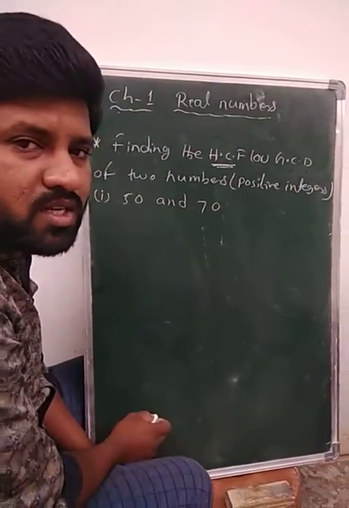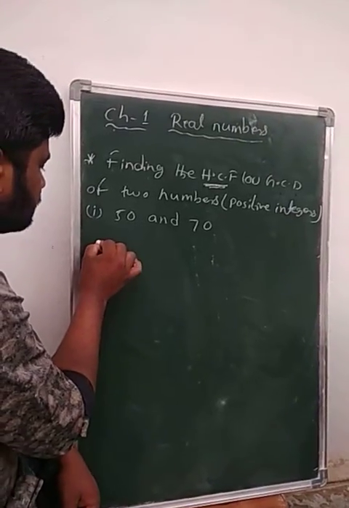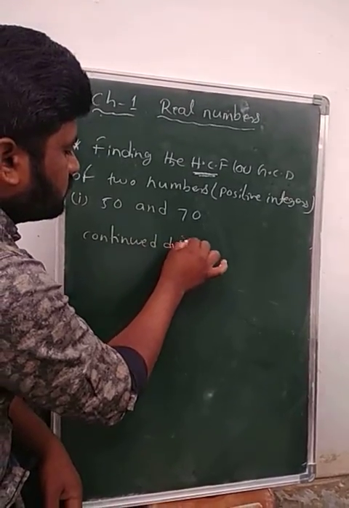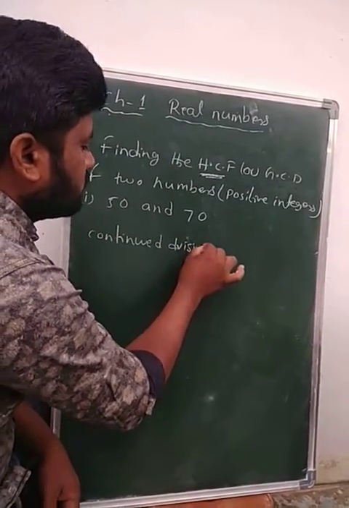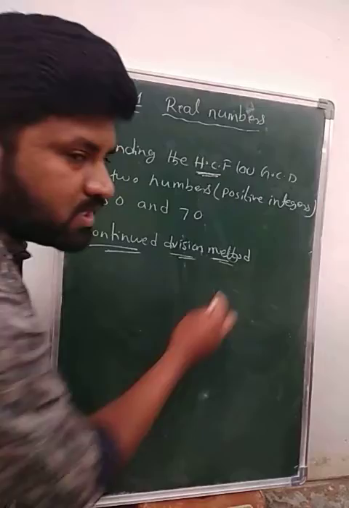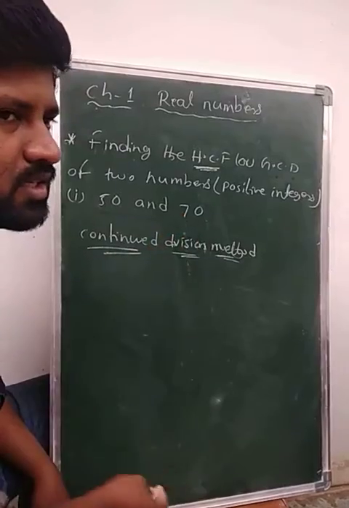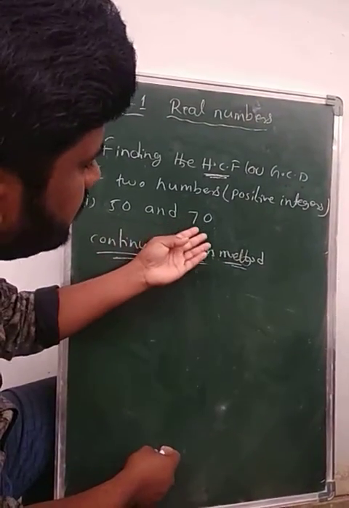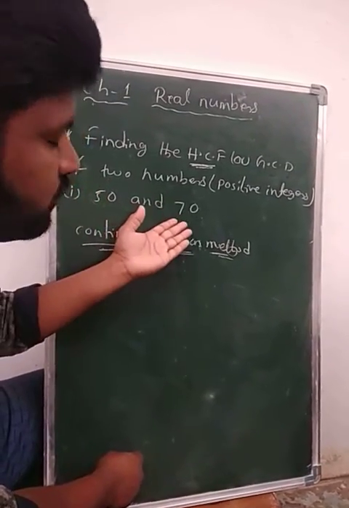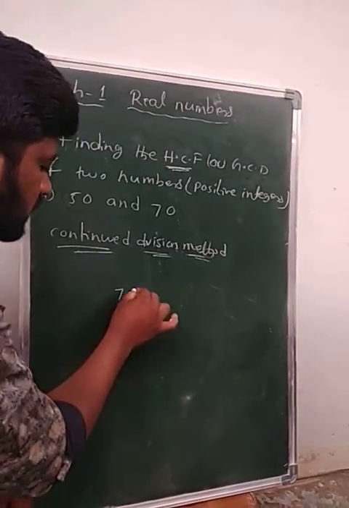division method. Which method, Nana? Continued division method. See here, continued division method. I'm going to use this method. The given two positive integers, what are they? 50 and 70. We know 70 is the dividend and 50 is a divisor. So we always divide a bigger number with a smaller number. Okay. See here, I'm dividing like this.